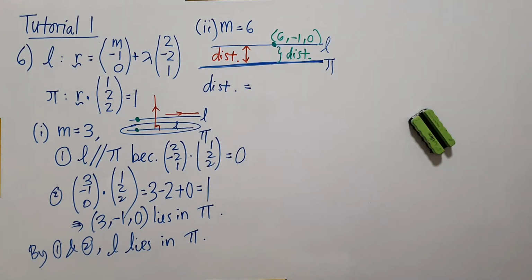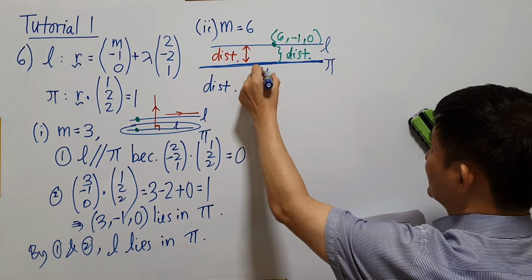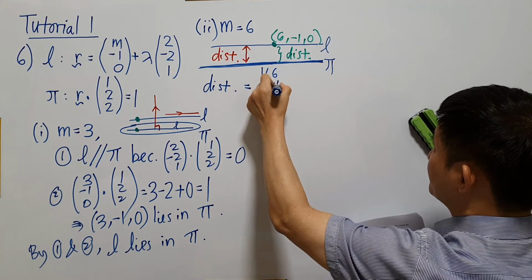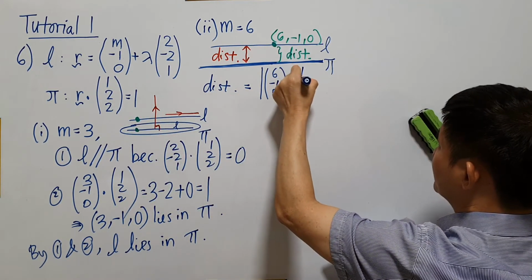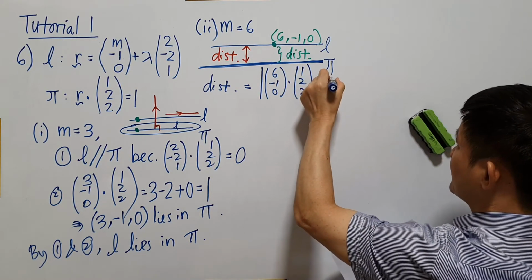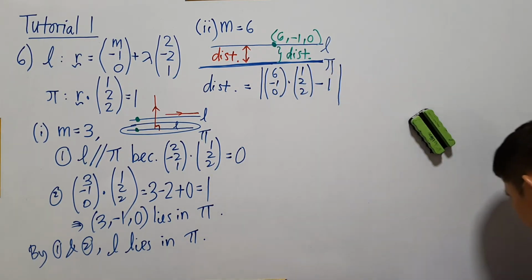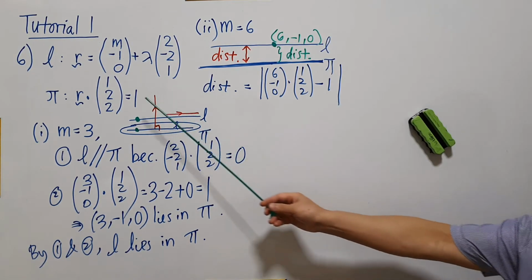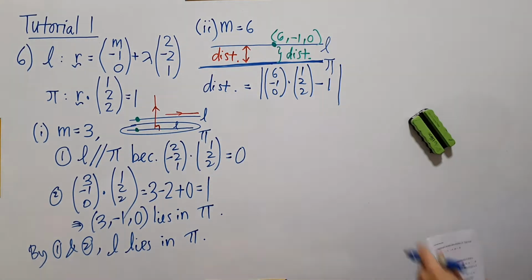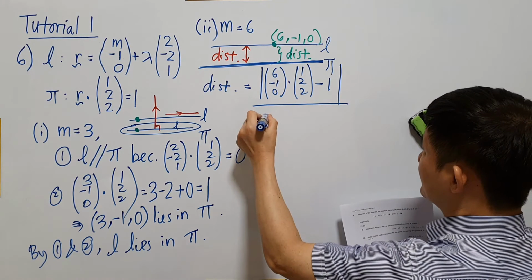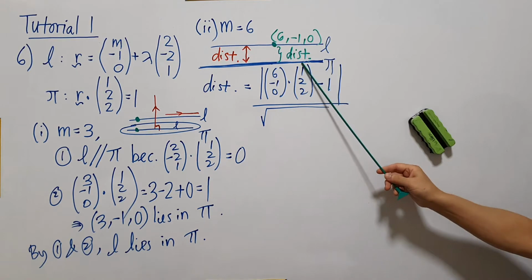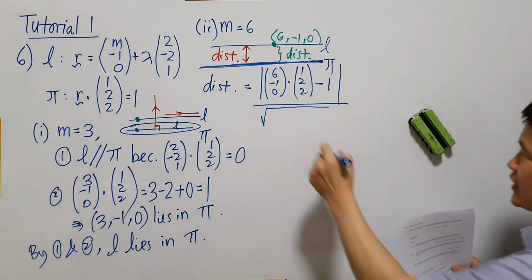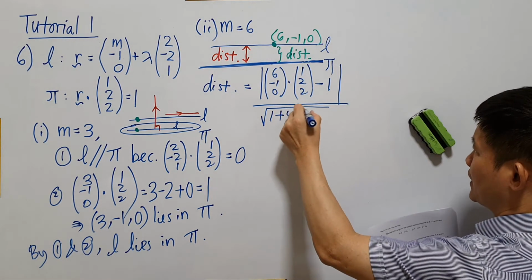And how do you find the distance from a point to a plane? Do you remember how? Like the earlier example, take the point in question, dot product with the normal of the plane, minus 1. Where does this 1 come from? This 1 is actually from the right hand side here. And then you divide it by the magnitude of the normal vector of the plane pi. So this is actually the square root of 1 plus 4 plus 4.